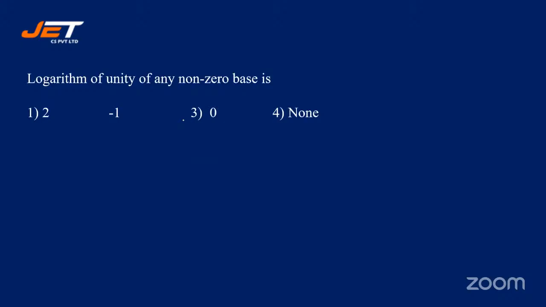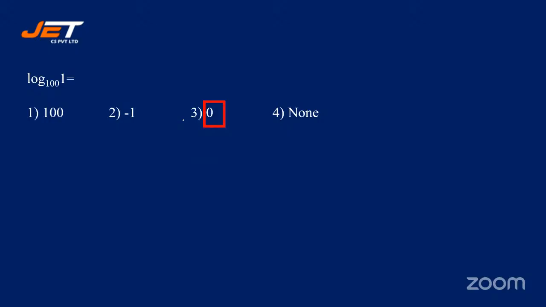All right, now see the next question. Logarithm of unity of any non-zero base is dash. Any non-zero base. Non-zero base means what? Log 1 base, say a. So that should be equal to 0. Right? Yes. Log 1 base 100 is dash. Log 1 itself, when we say log 1 itself, it's 0. So it should be 0.